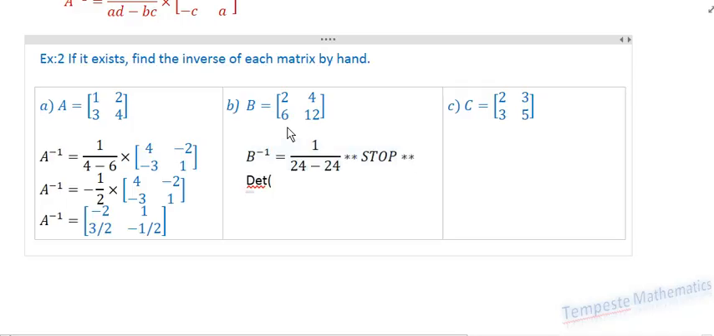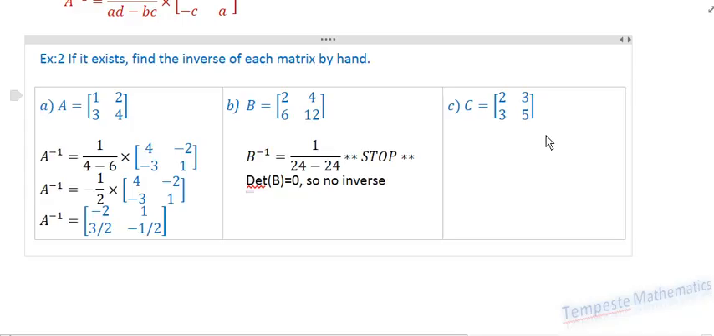Det of B is 0, so no inverse. Again, if you start the process, you will see that no inverse exists. Now finishing up with part C, I'll give you a minute to try it on your own. So pause when you're ready, try it on your own.